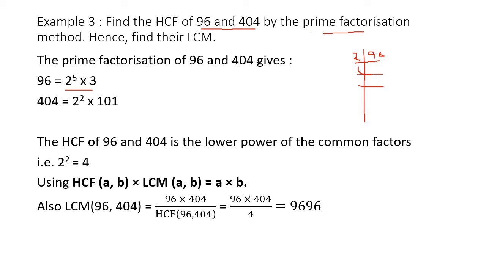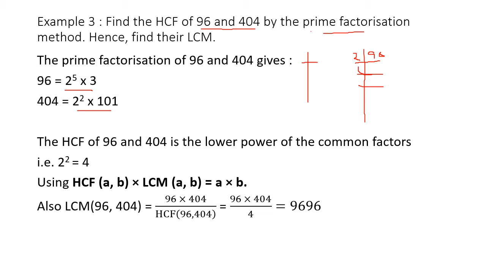So here I have written the prime factorization in the form of powers. I have not opened it completely. We can also write 2 into 2 into 2 into 2 into 2 into 3, but we better use the form of powers. Similarly, now we have to factorize 404. So what is 404? 2 into 202, and 202 is 2 into 101. So 404 is 2 square into 101.